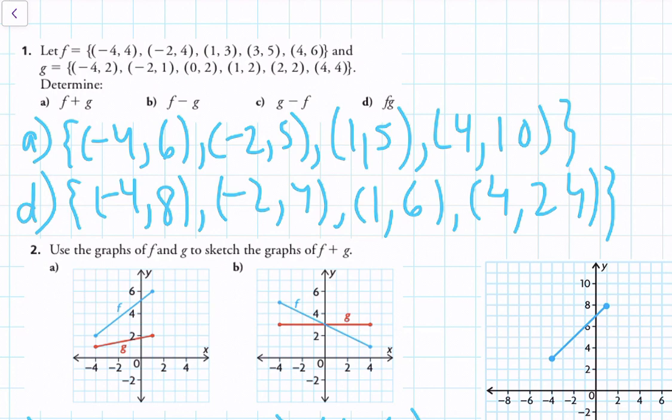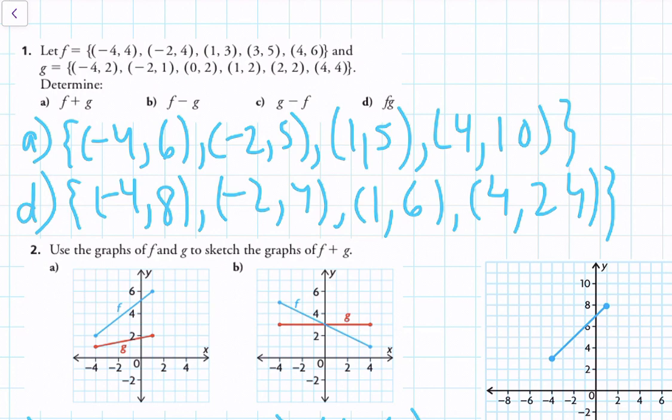And then for the second ordered pair, again, the x value is the same, so that stays as negative 2, but the y values are added, so it becomes 5. 3, same thing. It becomes added, so the x value stays the same, but the y value is 5. And for 4, the x value is the same, so it stays as 4. The y values are added, so it becomes 10.